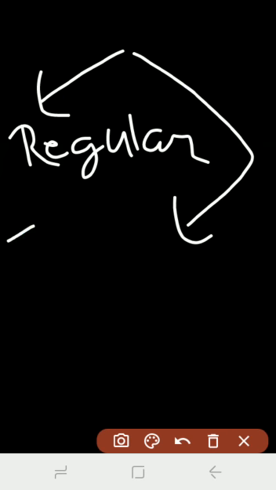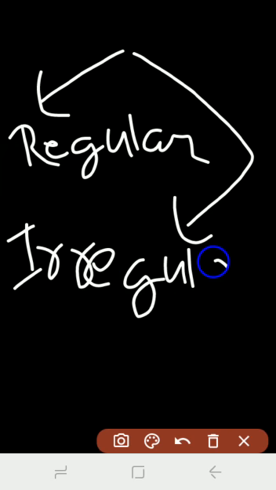Now let us understand the types of reflection. Okay, the first type is regular reflection, and the second type is irregular reflection. That is, reflection has only two types according to the surfaces. First is regular and second is irregular reflection. So let us learn about regular reflection with the help of various figures.